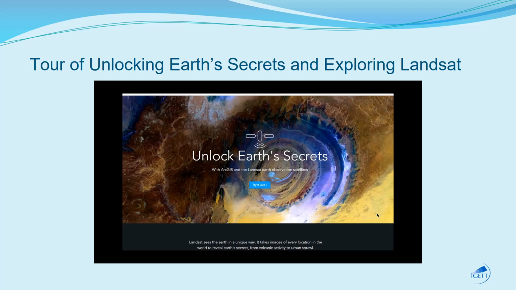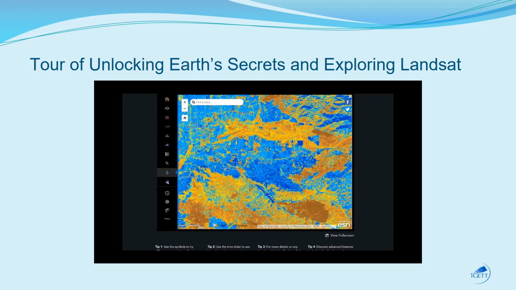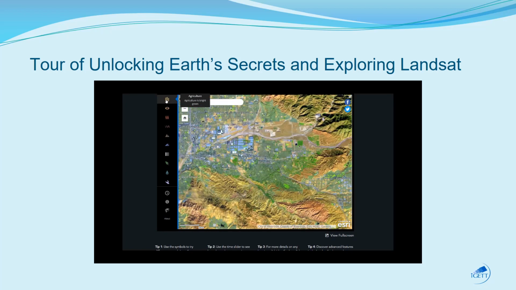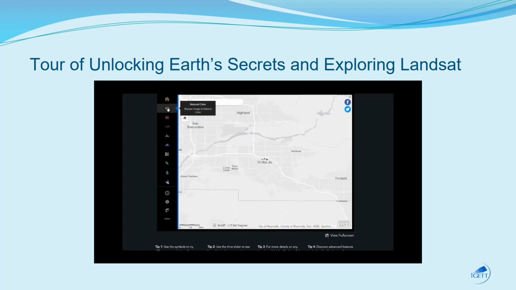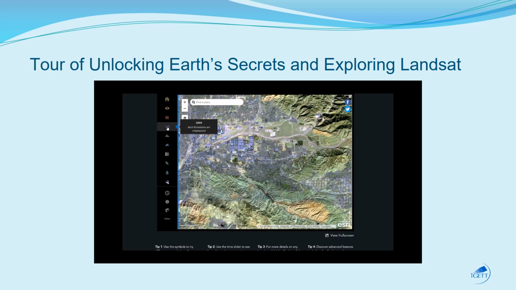So here's a tour of Unlocking Earth Secrets. First, you go to the website and then click on Try It, that little blue box right in the middle. It'll scroll down and it'll give you a view of the Unlocking Earth Secrets app. You'll notice that there is a system of buttons on the left-hand side, and when you click on them, you can see it changes the bands that are being portrayed, from natural color, false infrared, just different band combinations that let you view the same data using different bands.